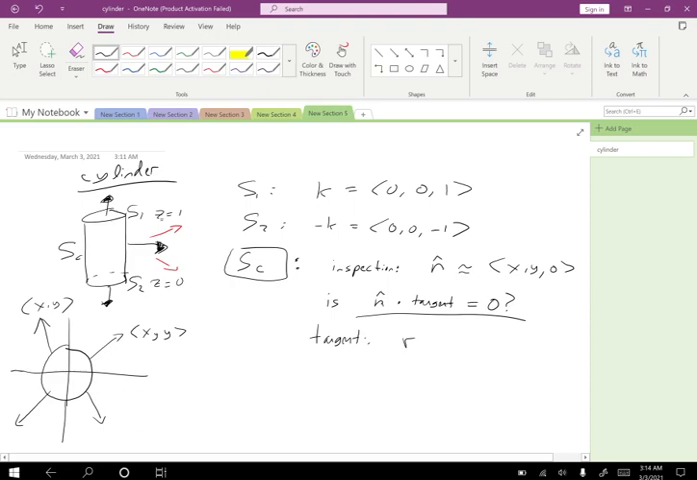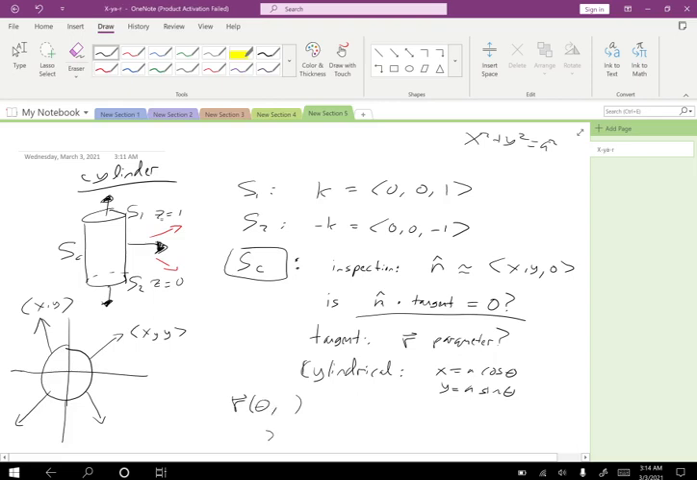Well, we need our R parameterization. So I would just use cylindrical coordinates. Let's just make this concrete. This is a cylinder. Let's say x squared plus y squared equals a squared. So x equals a cosine theta, y equals a sine theta. So R will be a function of 2 variables, theta and z, which is free.